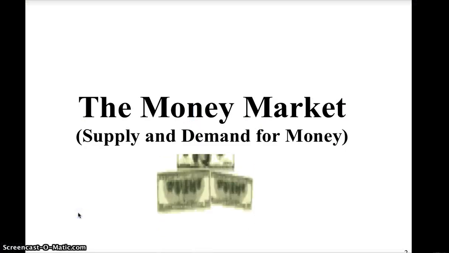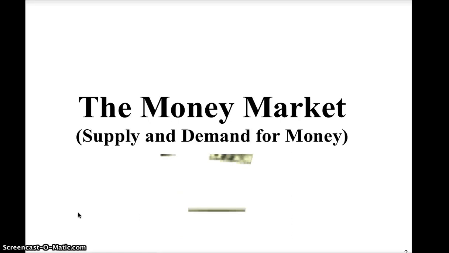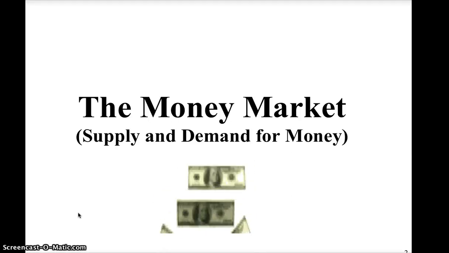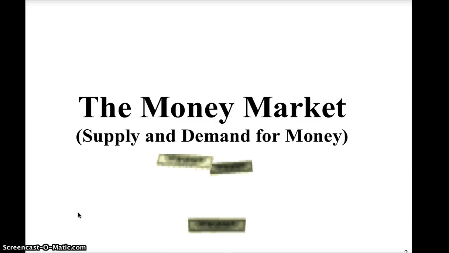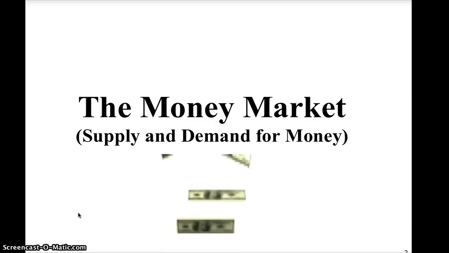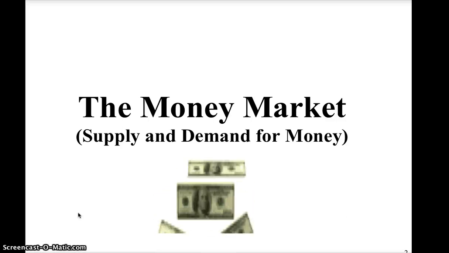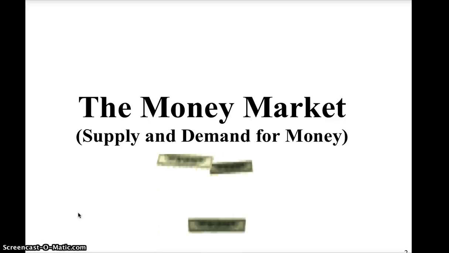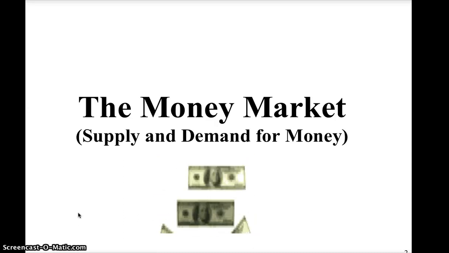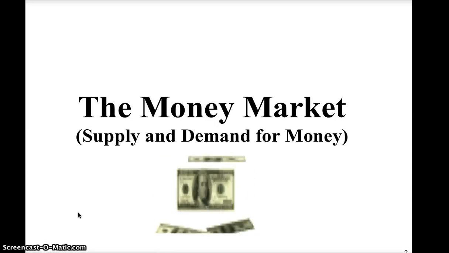Hi everyone. So today we are going to talk about something called the money market. And this is another piece of information that you need to understand in order to understand how the Federal Reserve manages money supply and monetary policy. So we've referenced several times that the Federal Reserve may choose to increase the money supply or decrease the money supply. But what we haven't fully showed you yet is what happens when that occurs.